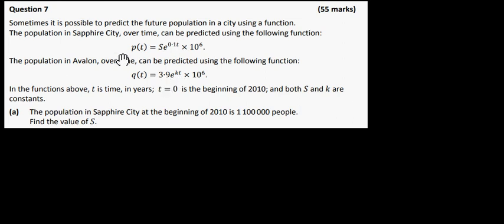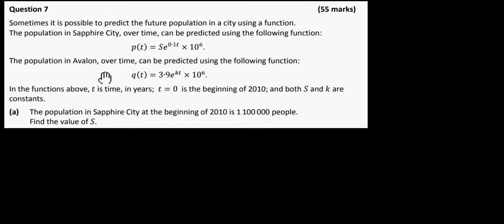Sometimes it is possible to predict the future population in a city using a function. The population in Sapphire City over time can be predicted using the following function. So you have this function here, P of t is equal to s times e to the power 0.1 times t, by 10 to the power 6. So we don't know what s is here.